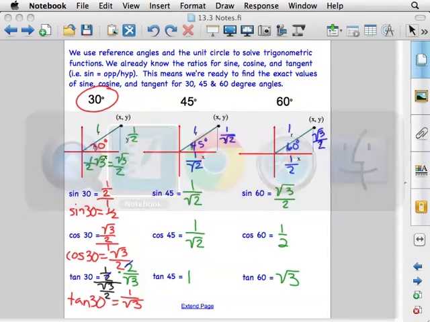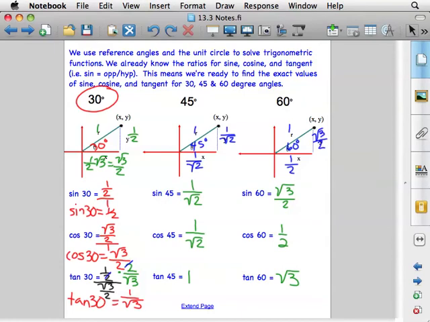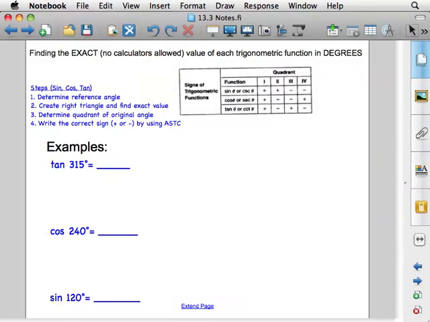All right, so here are the answers for our 30, 45, and 60 trigonometric functions. Be sure you have this information correct, and like I said before, this is stuff you should begin to be able to answer and recall pretty quickly. If you have to build each triangle, that's okay, but you'll be better and faster if you are able to memorize these.